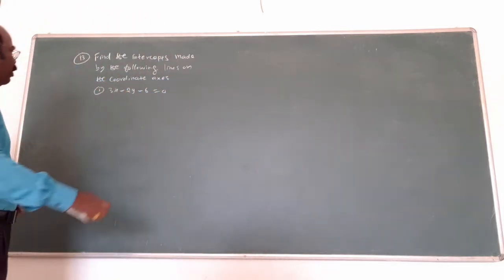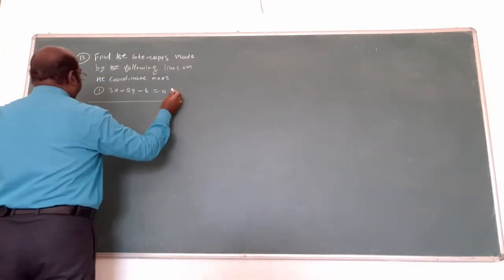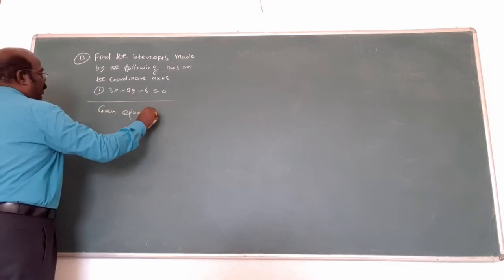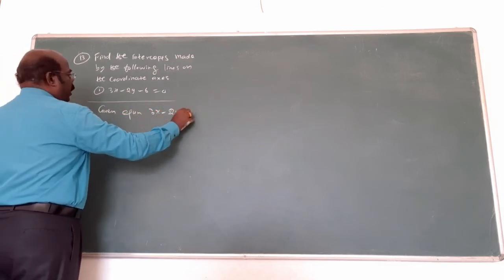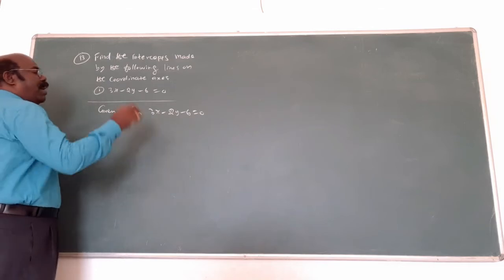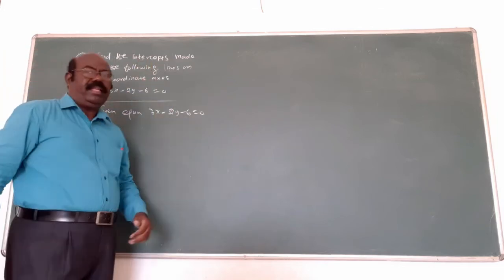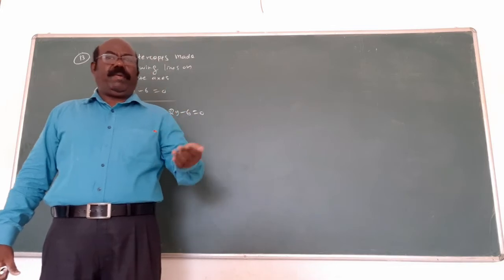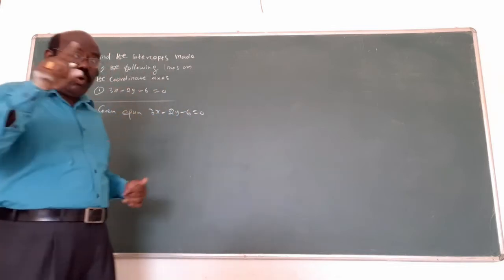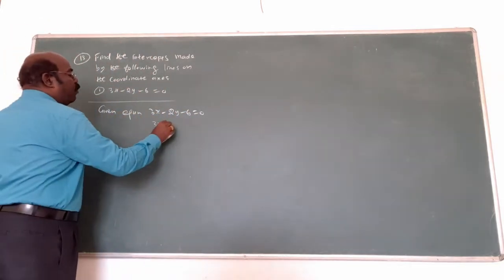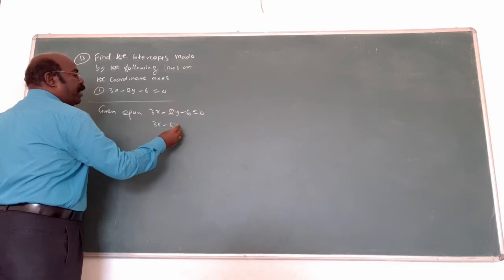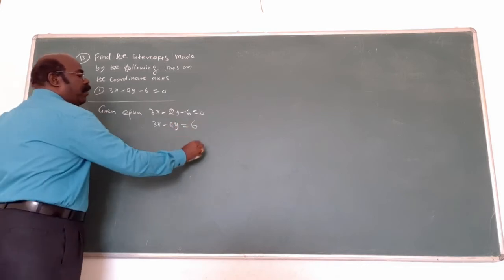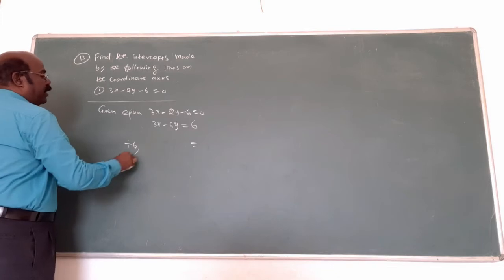Now equations are given. This is the given equation: 3x minus 2y minus 6 equals 0. Now, what is the intercept? What is the formula of intercept? x by a plus y by b equals 1. That's why we want only the x term and y term on the left hand side. The number will be on the right hand side. So divide by 6.